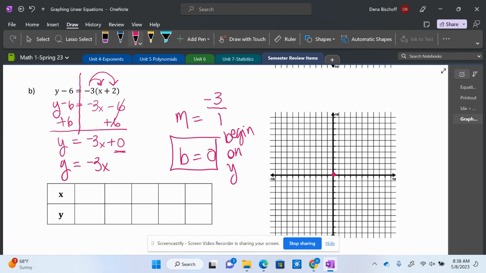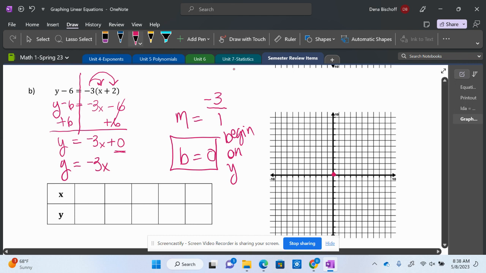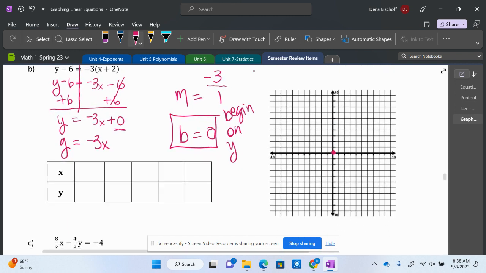And then my slope is negative. Does that mean I'm going to go up or go down? I'm going to go down. Down 3 over 1. Down 1, 2, 3 over 1. Connect my lines, or my points, sorry, with a nice straight line.